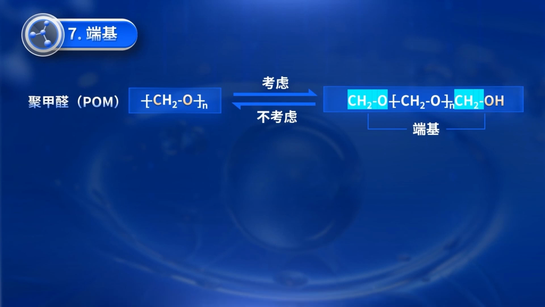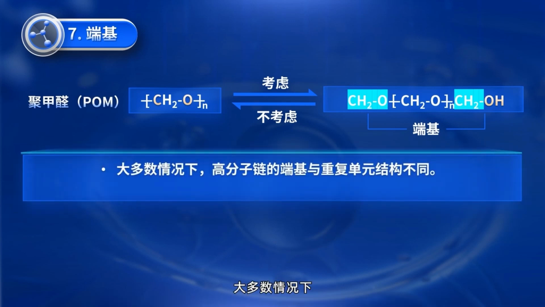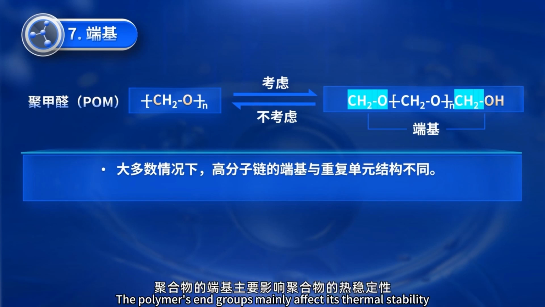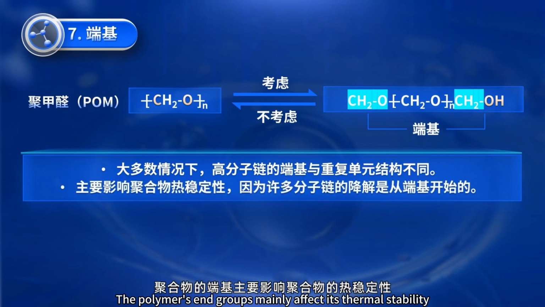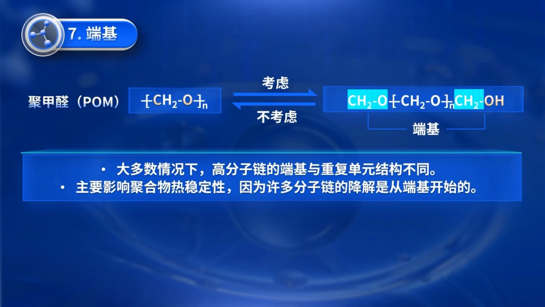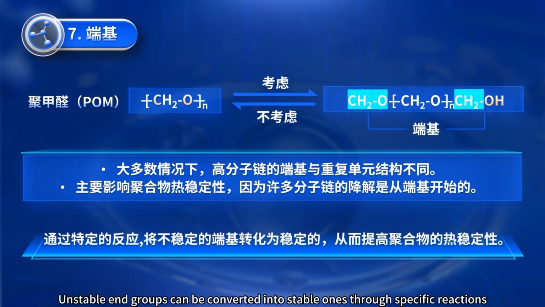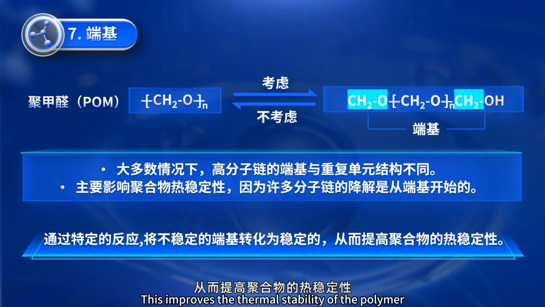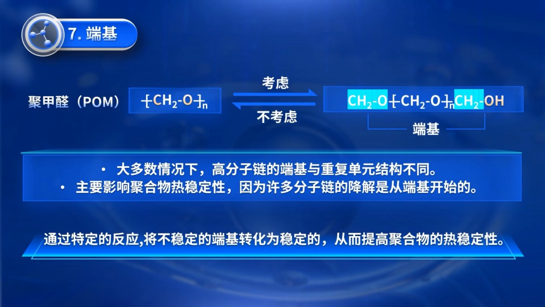repeating unit. In fact, in most cases, the end groups of polymer chains differ from the structure of the repeating unit. The polymer's end groups mainly affect its thermal stability, because degradation of many molecular chains starts from the end groups. Unstable end groups can be converted into stable ones through specific reactions. This improves the thermal stability of the polymer.